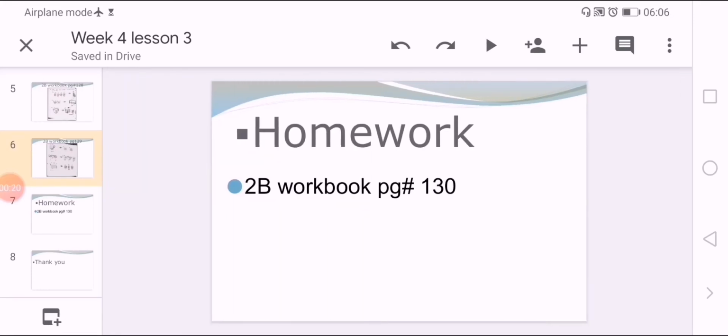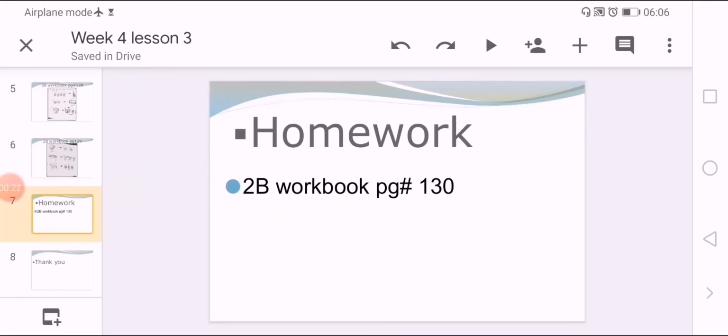Now we are moving towards our homework. 2B workbook page number 130. This page has only one question. Please write the date and homework at the top before starting your work. The question is about true or false. Read the statements carefully and write your suitable answer in it. And inshallah, I will upload the answer key of this page soon.